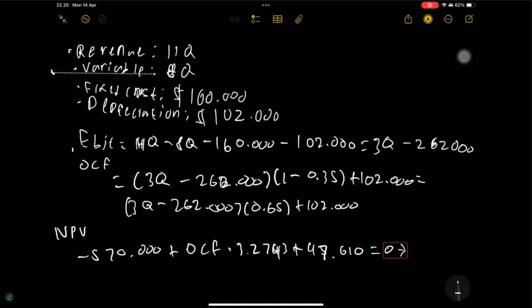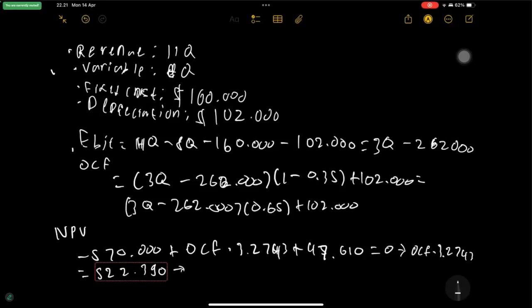Then OCF times 3.2743 equals 522,390. Then OCF equals 159,490. Okay.